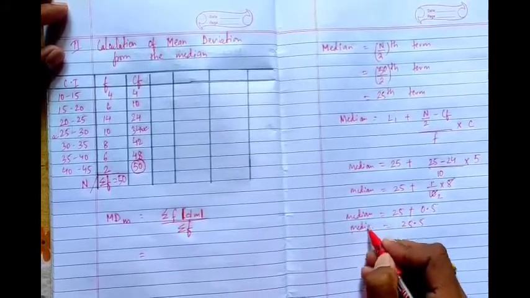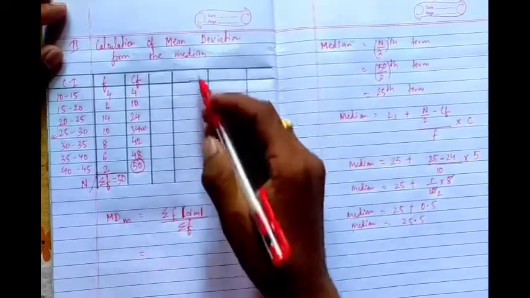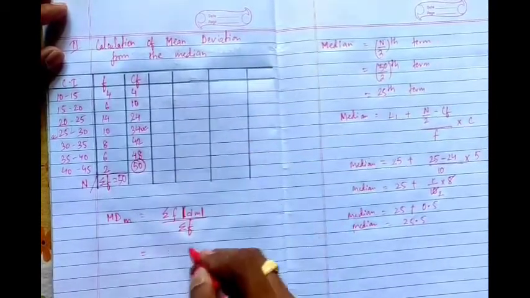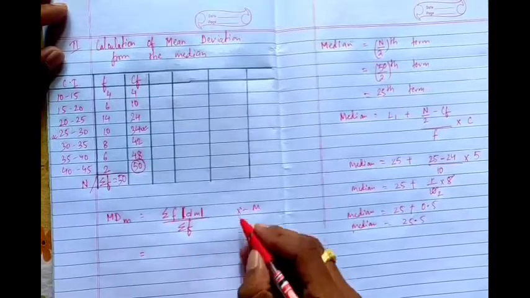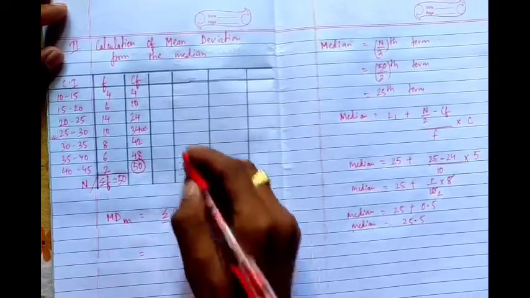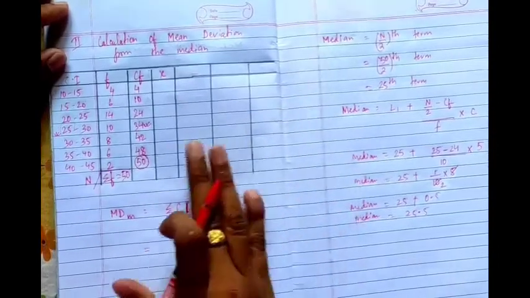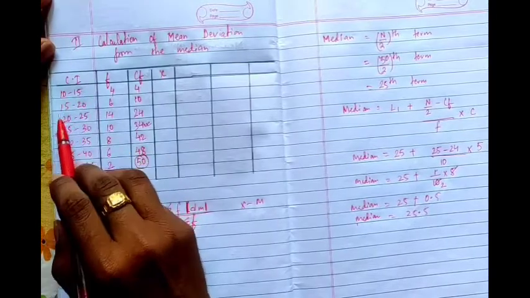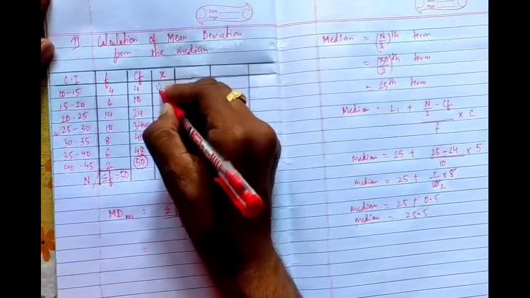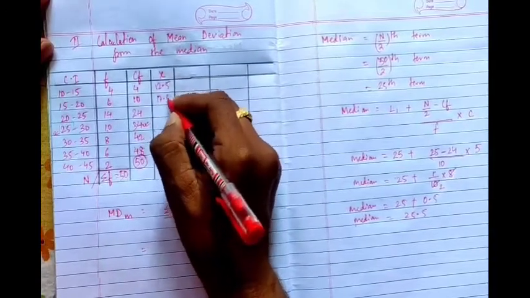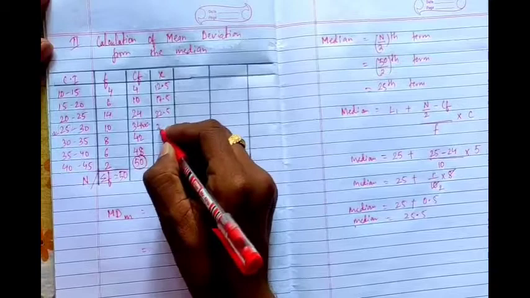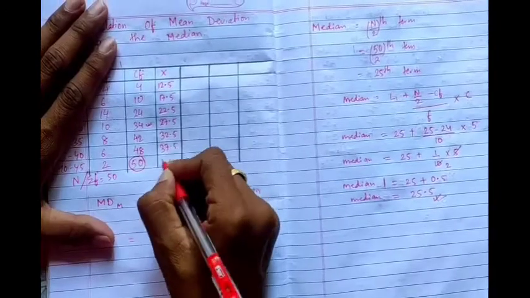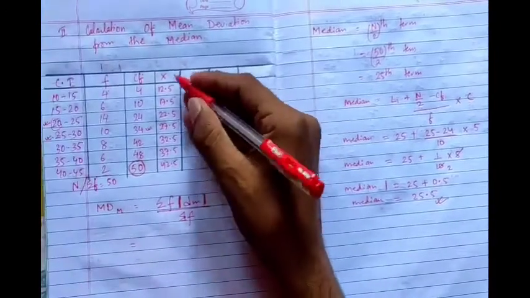Now what we'll do? We need to substitute this median to find this dm. So dm we have to find. For finding dm, what do we need? x minus m. So x minus m is required. So for that we need x. So x we have to find, that is the mid values. So mid values are the same as in the previous question. 10 plus 15 by 2, then 15 plus 20 divided by 2. So first one we get 12.5. Next one 17.5, then 22.5, then 27.5, then 32.5, 37.5, then 42.5. So this way we got x.